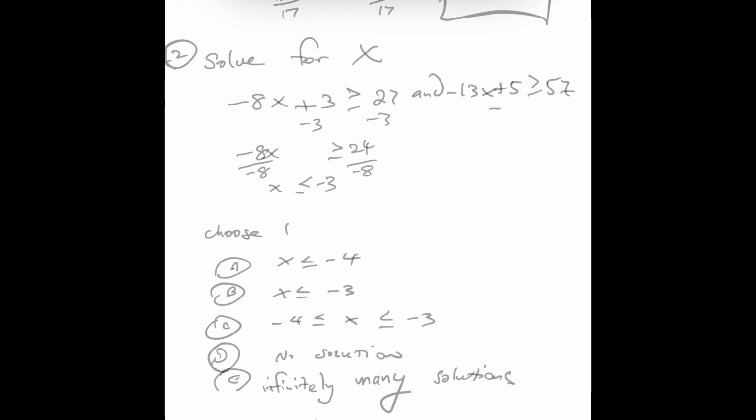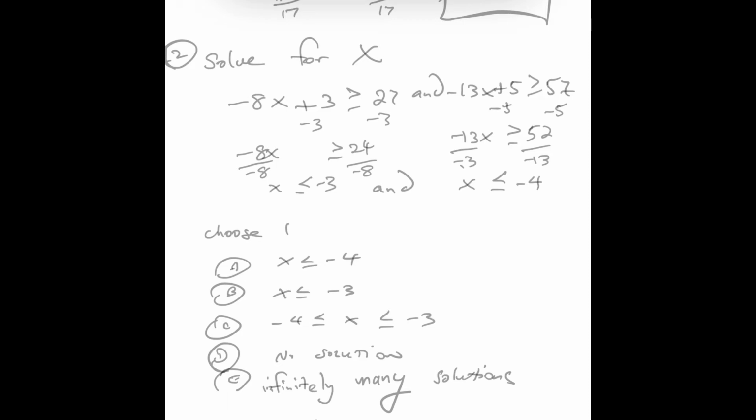This side we're going to take negative 5, and we're going to then solve for x that way. We're going to get negative 13x greater than or equal to 52, and divide by negative. Again, we're dividing by a negative, so we are going to end up changing the sign. So x is less than or equal to negative 4. So now we preserve the and, nothing has changed there.